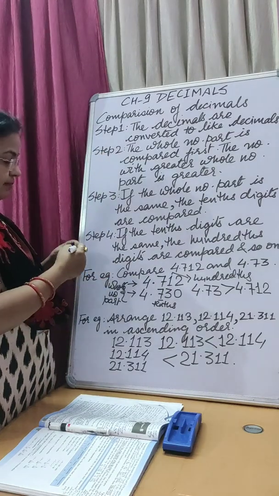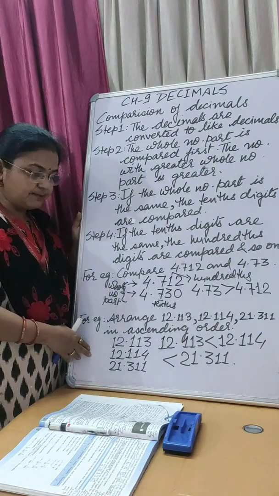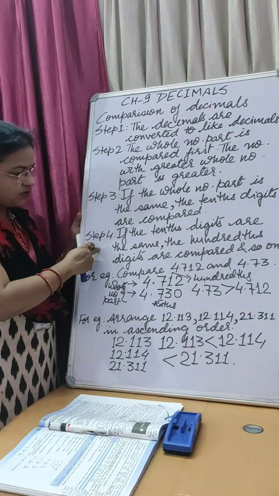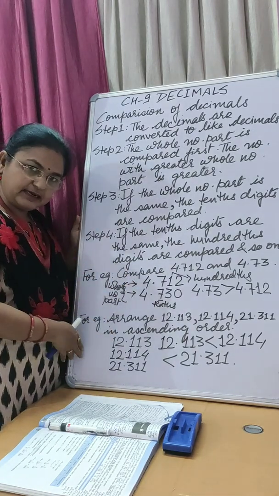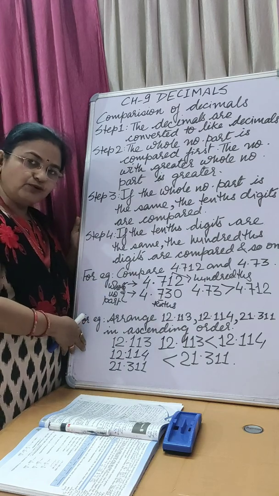So this is the comparison of decimals. With these 4 steps, we can find out the ascending and descending order and comparison of two decimal numbers.